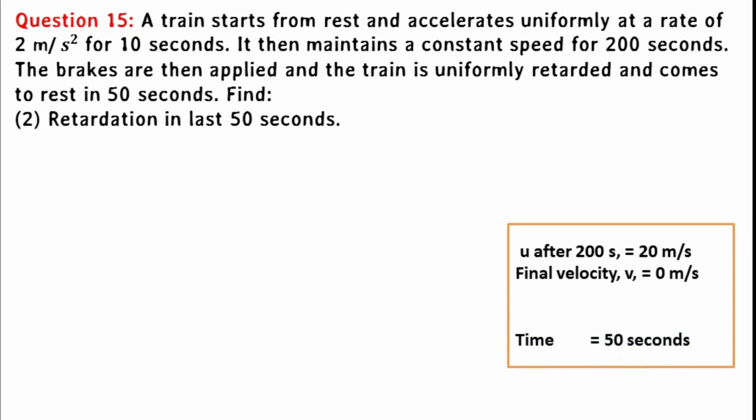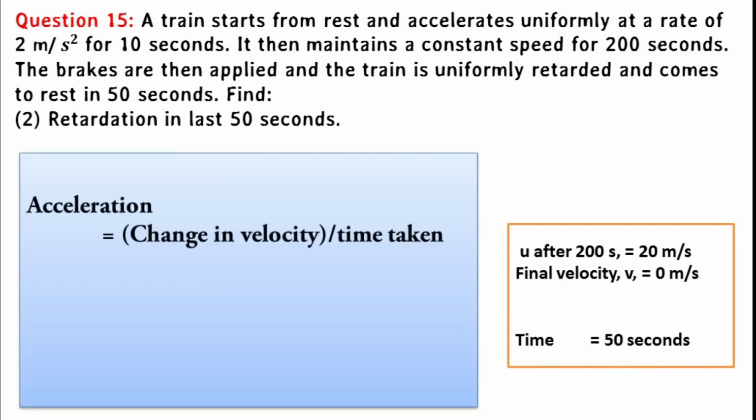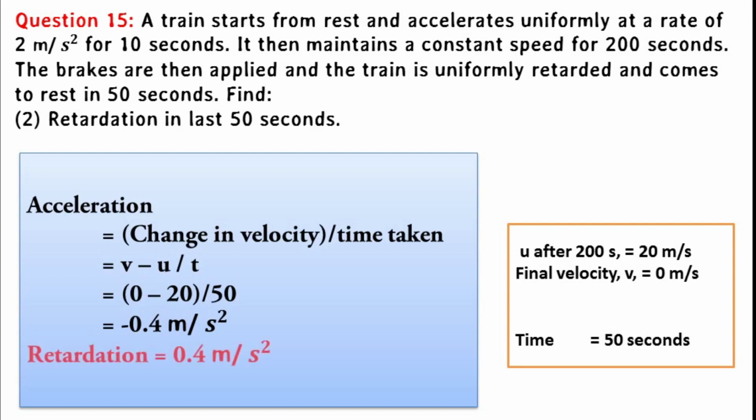Let us take the formula. Acceleration is equal to change in velocity divided by time is equal to v minus u divided by t, which is equal to 0 minus 20 divided by 50, which is equal to minus 2 by 5 is equal to minus 0.4 meter per second square. So, retardation is equal to minus multiply by minus 0.4, which is equal to 0.4 meter per second square. We have already studied that retardation is equal to minus multiply by acceleration with its proper sign.